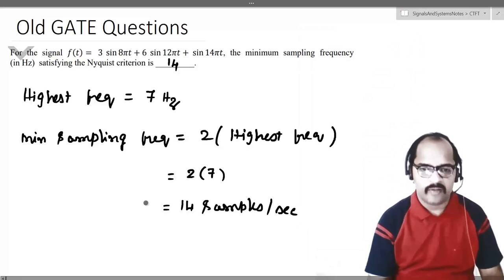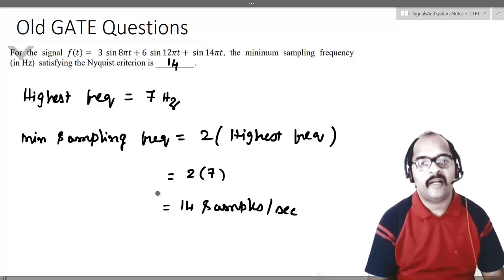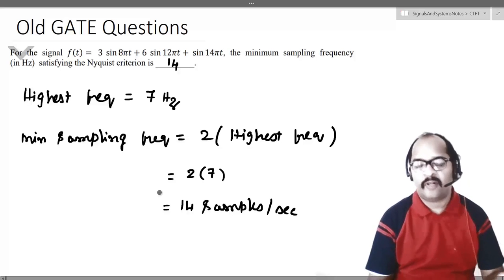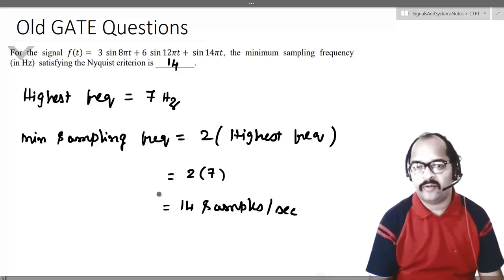Okay, so that was the last problem in old GATE questions. So many are there. I have solved the past 6 years' problems from the E stream. If you have doubts about the remaining problems, you can raise them, and we can give you the solutions.